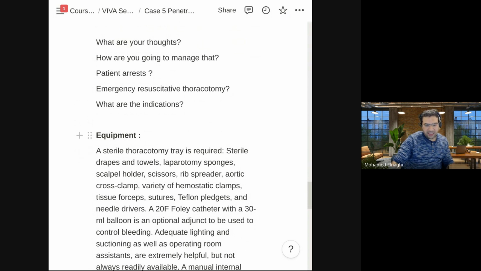And if you look at any emergency department, they would have an emergency thoracotomy tray in the ED. So next time you go for a trauma call or something, just have a look at it and ask them, what do you have in your thoracotomy tray? And ideally, they should have some sterile drapes, some towels, a scalpel, scissors, and a rib spreader, which is a retractor, a rib retractor.